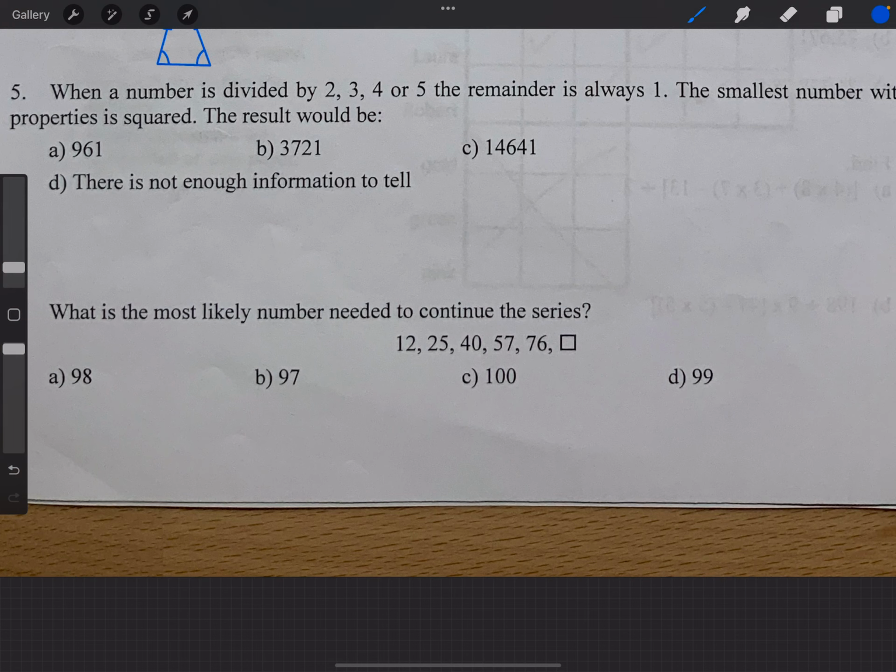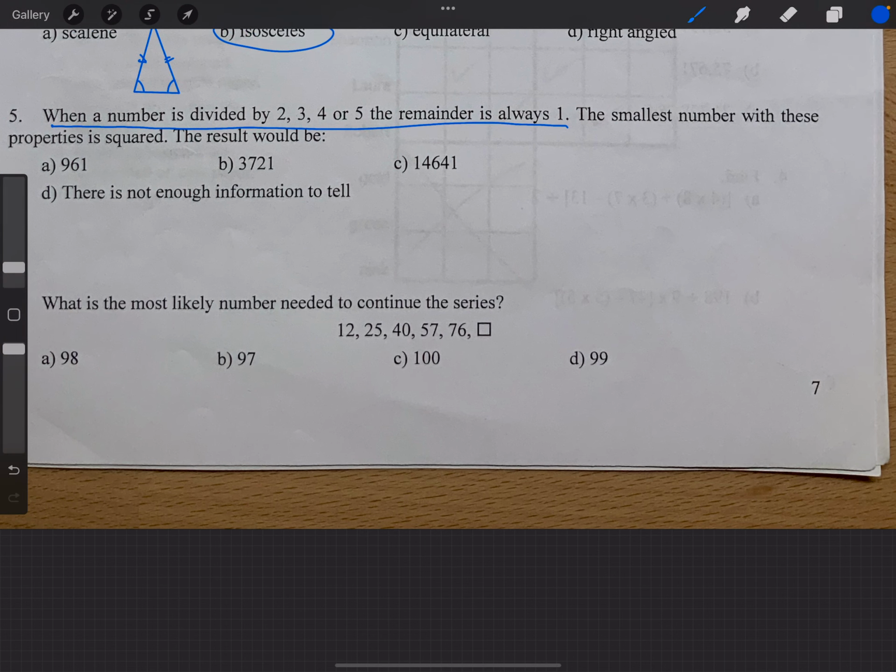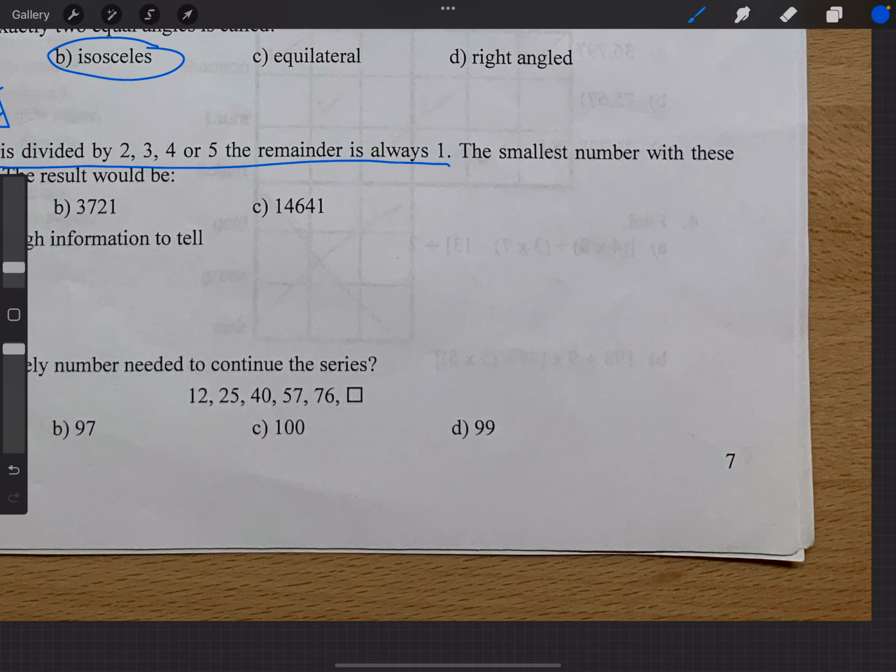Question 5. When a number is divided by 2, 3, 4, or 5, the remainder is always 1. The smallest number with these properties is squared. The result would be what? So let's look at what number this is first. When a number is divided by all of these numbers, the remainder is always 1. Okay. So what we need to do is find the LCM, lowest common multiple.